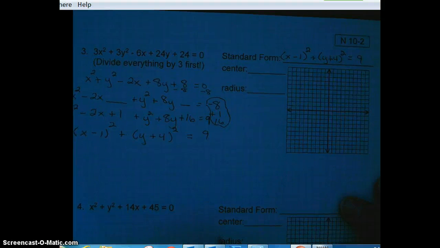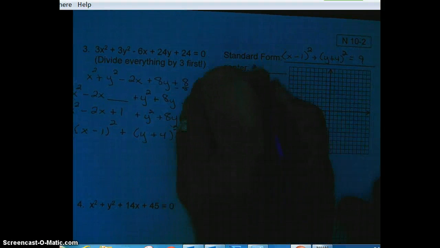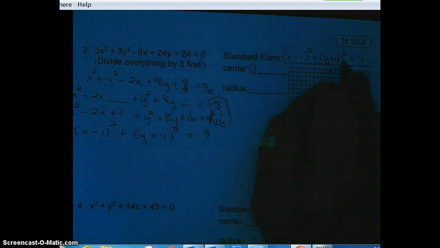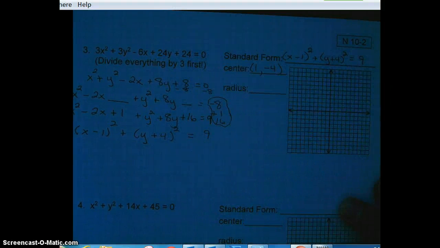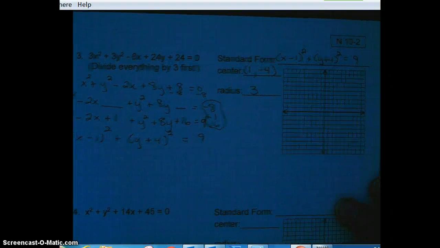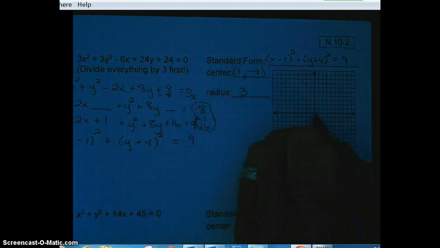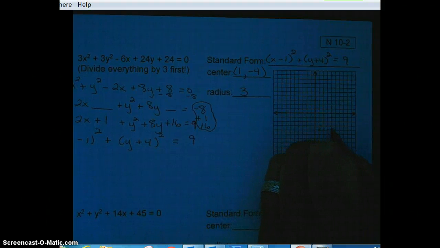Center, opposite of -1, opposite of 4. So our center is at 1, -4. Square root that last term, we get 3. So 1, -4, radius of 3, 3 units in each direction.